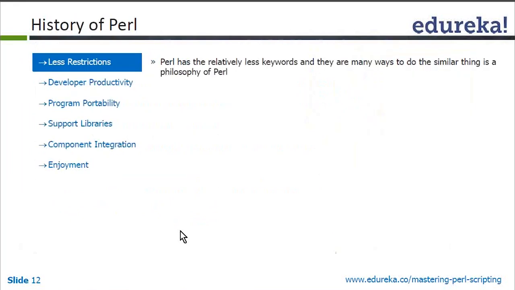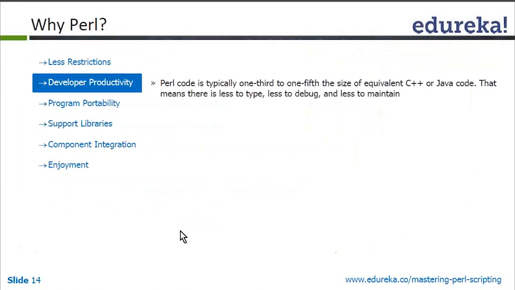So the next slide is why Perl. Perl has relatively fewer keywords, and there are many ways to do similar things is the philosophy of Perl. Perl code is typically 1/3 to 1/5 the size of C++ or Java code. That means there is less to type, less to debug, and less to maintain. Now, this is a very good thing in Perl.